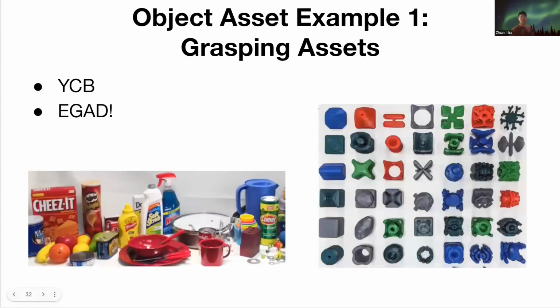The first example of object assets we would like to discuss is the grasping assets, including the popular YCB benchmarks and the recently proposed EGAD grasping dataset. These grasping assets are typically static objects used for training agents to perform grasping. While YCB has its advantage of being very realistic because it has the physical copy, EGAD, on the other hand, is of a much larger scale than YCB.